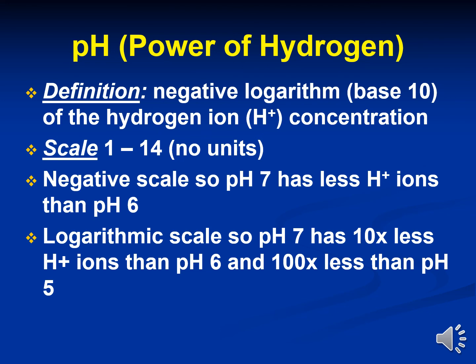pH 7 is neutral. Because it is a negative scale, a pH of 7 has less hydrogen ions than a pH of 6. A logarithmic scale means it's a 10-fold scale, so a pH 7 has 10 times less hydrogen ions than a pH 6, and 100 times less hydrogen ions than a pH of 5.